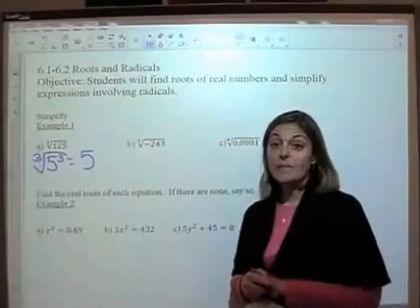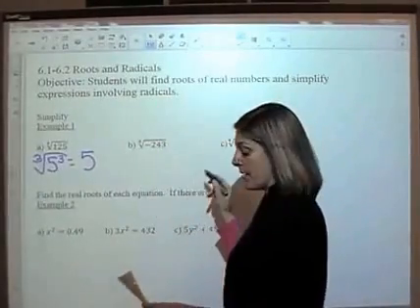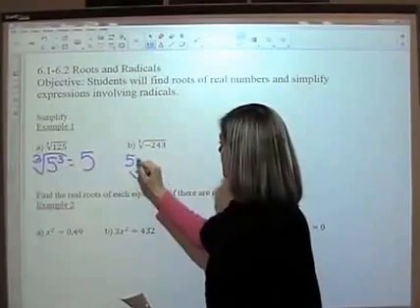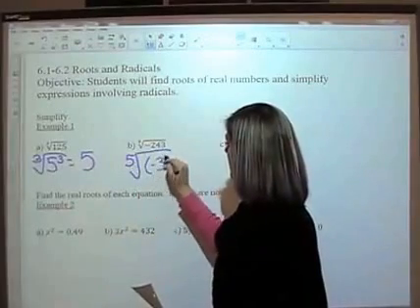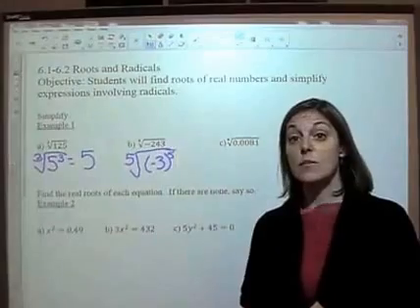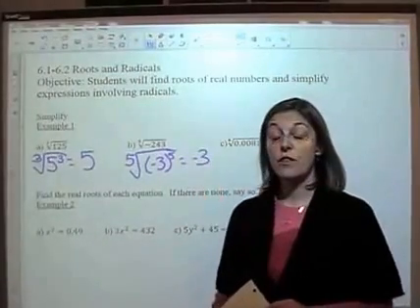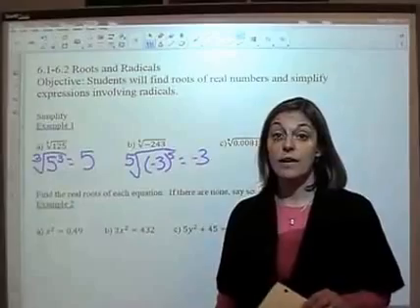For part B, we can change the negative 243 to negative 3 to the power of 5. So the fifth root of negative 243 is negative 3.